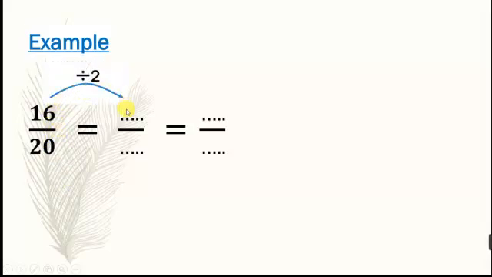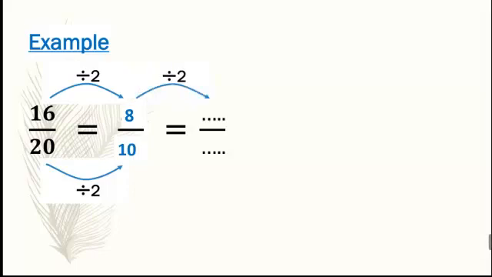16 divided by 2 equals 8. Excellent. And 20 divided by 2 equals 10. So we got 8 over 10. Okay, can we make any other division? Yes, we can, because we still have two even numbers and they are in table 2. So we can divide again by 2, and 8 divided by 2 equals 4 and 10 divided by 2 equals 5. So this is the simplest form.